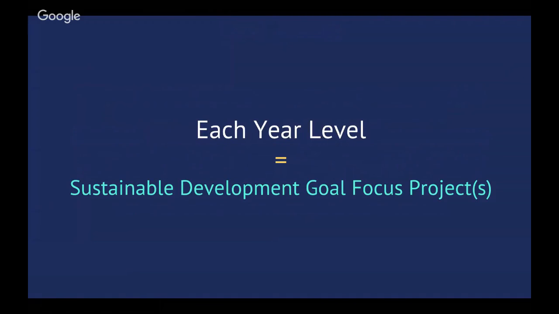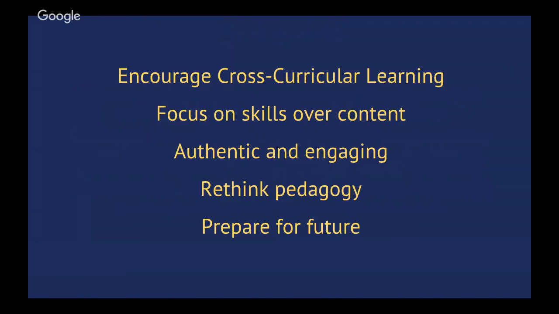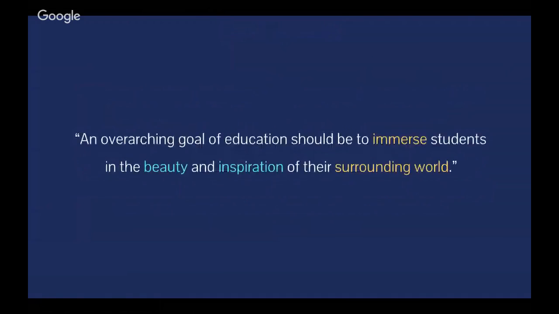So that's what I was just explaining there. So having these focus projects where students had to try and do something to help the world reach this goal. So it's really authentic learning, focus on the skills and not the content, but the content could be underlying those choices that we make. So yeah, all of these things: cross-curricular learning, skills over content, authentic and engaging, rethinking pedagogy and helping students prepare for their future.